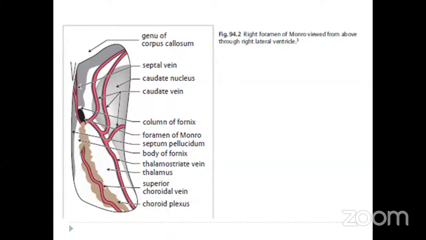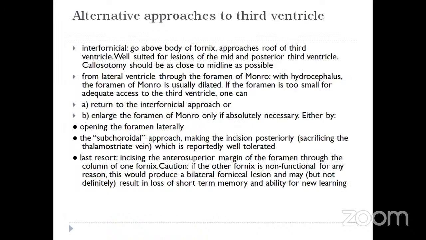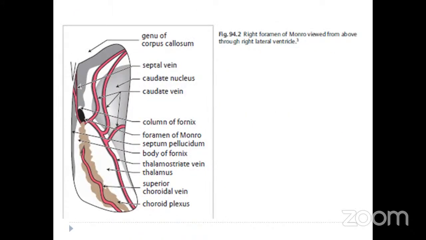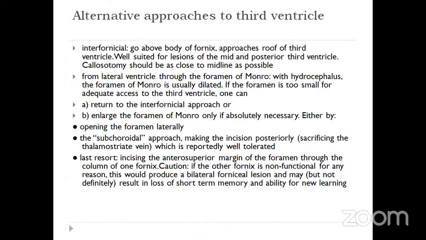We started with the transcallosal approach, and then we were discussing how we can actually enlarge the foramen. What are the alternative approaches if that is not functioning? So we can either go through the interforniceal approach, or we can extend the foramen of Monro from the lateral ventricle to the third ventricle. When we are doing that, it usually occurs when there is hydrocephalus and the foramen of Monro is dilated.